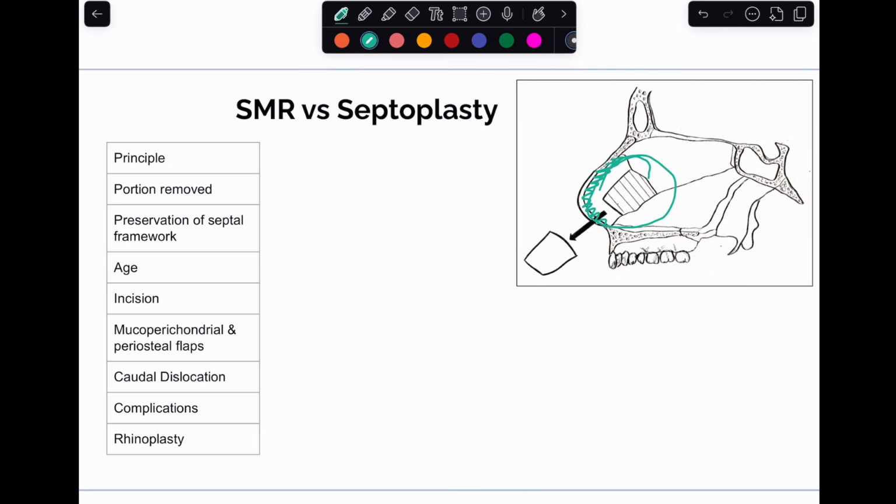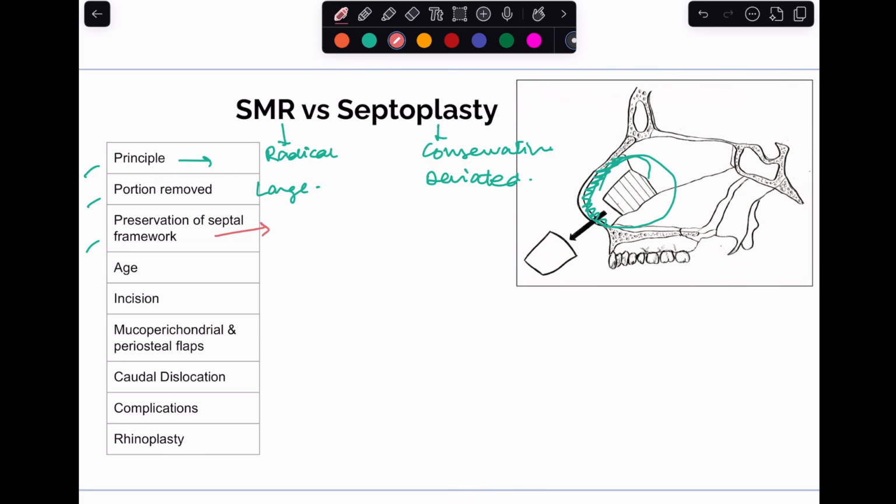So, if we had to describe both of them and differentiate them, these are the criteria we'll be talking about. First is principle. SMR is a more radical excision, whereas septoplasty is a more conservative correction of the deviated septum. Portion removed: in SMR, we remove a large portion of the cartilage and bone, whereas in septoplasty, we remove only the deviated part of the septum. Even if there is a deformed part, we try to correct it and re-implant it back between the mucoperichondrial or the periosteal flaps.